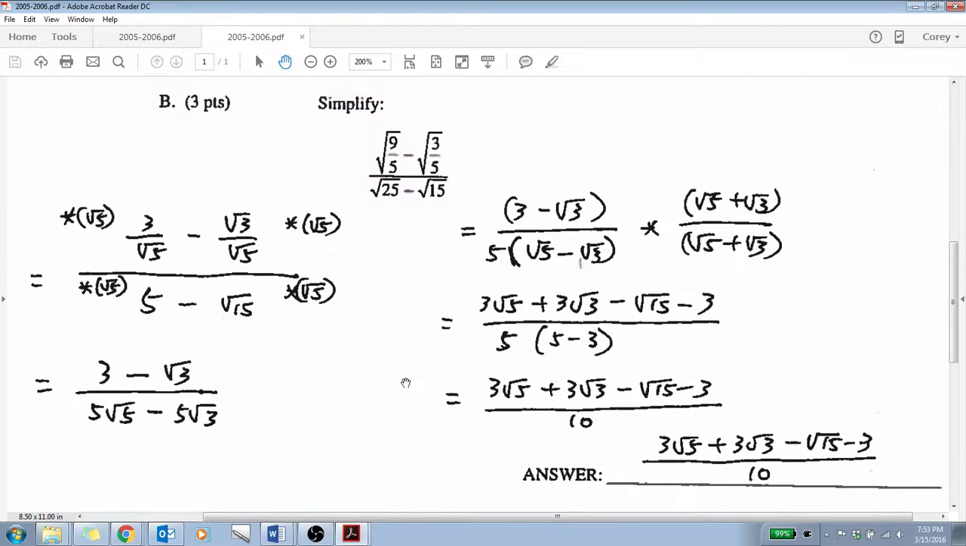I'm told to simplify this radical expression. And so the first thing I want to do is work by simplifying the perfect squares. So square root of 25 is going to be 5, so I write that right down here.